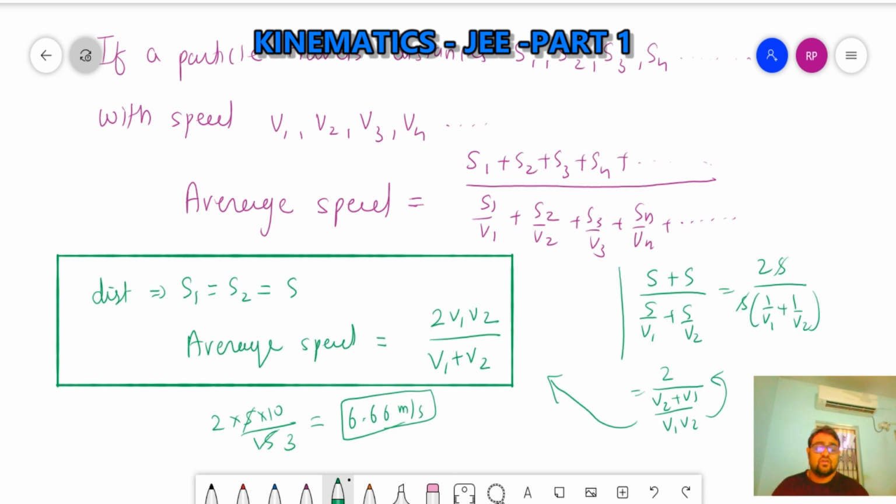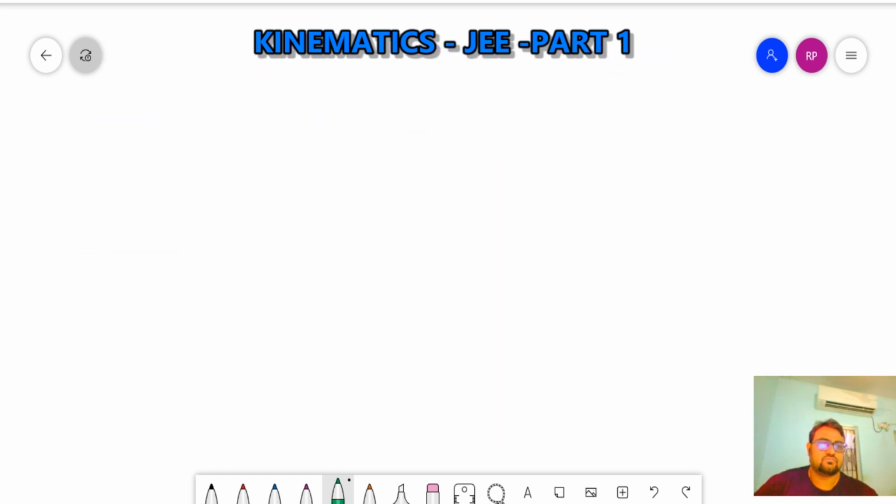So remember, in the first case the distances were different and velocities were different. But if two cases are given in which the two distances are the same and velocity is different, then the formula for average speed will be like this. Okay? So now you just note down these shortcuts. That was about the shortcut. Now let's move to some other types of examples, right?